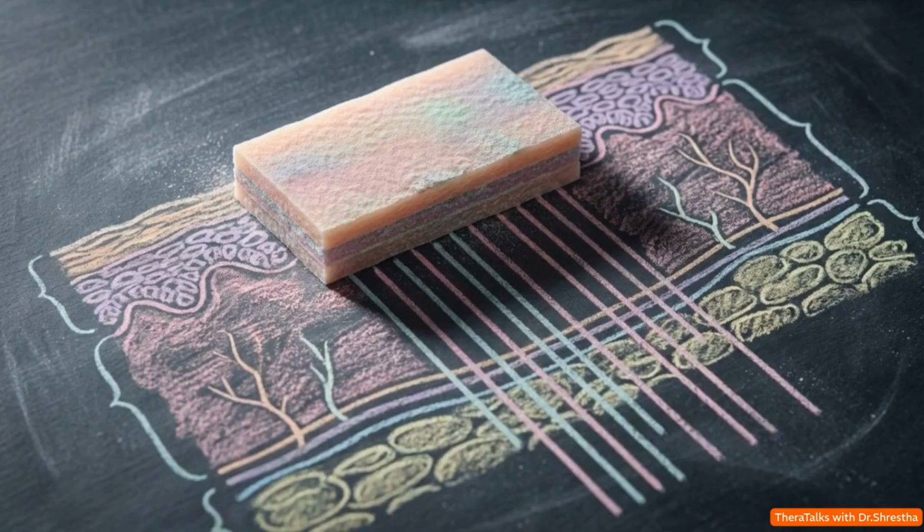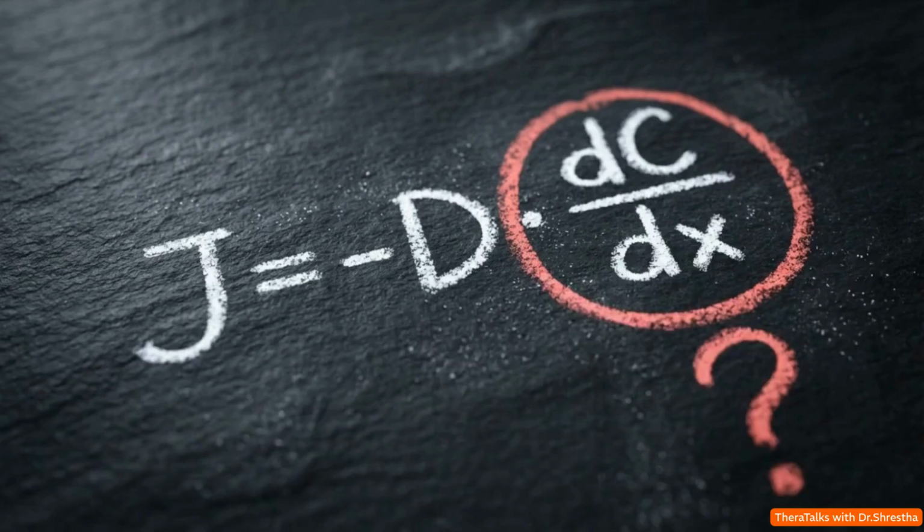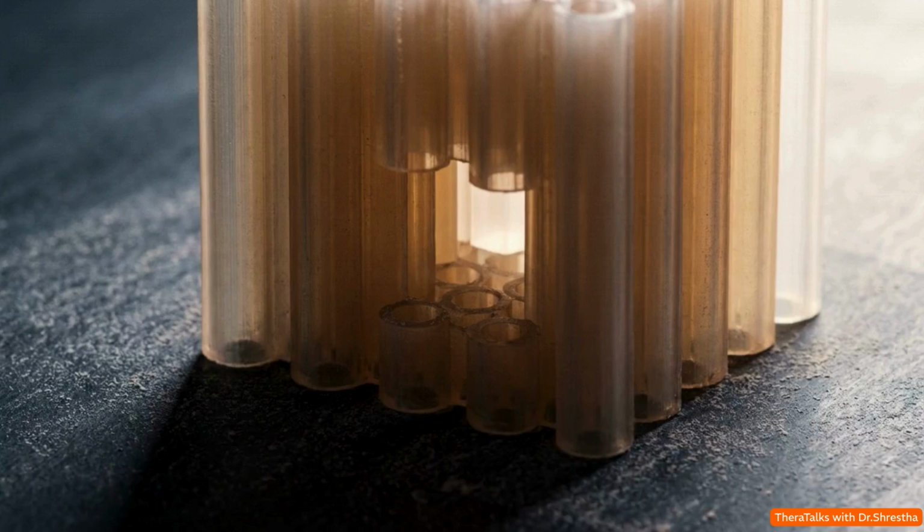Achieving this steady state is the ultimate goal of drug delivery. It guarantees a predictable, unbroken rate of biological absorption. But applying Fick's first law presents a severe experimental roadblock. To calculate flux, the equation requires us to know the concentration gradient inside the membrane itself.